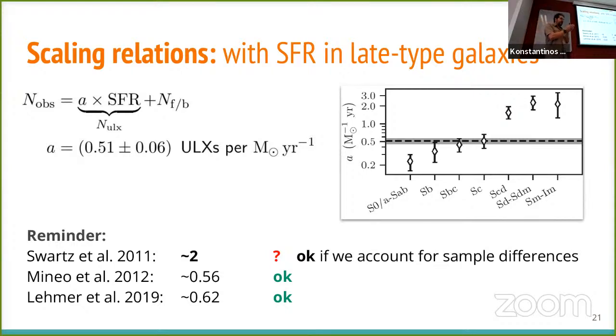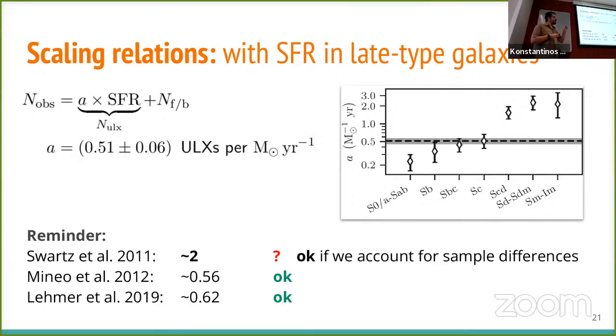Also, we have a large enough sample to study the dependence of this rate on the morphological type of the galaxy, because people have observed that irregular galaxies contain more ULXs per star formation rate than large-scale spiral galaxies. So this constraint here is consistent with the X-ray luminosity function studies. However, it's 4 times less than the previous demographic result.